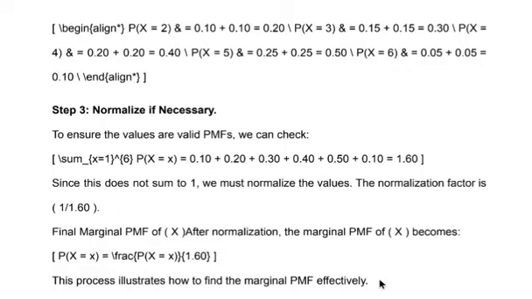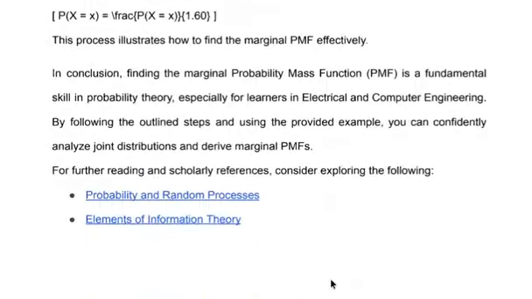In conclusion, finding the marginal probability mass function, PMF, is a fundamental skill in probability theory, especially for learners in electrical and computer engineering. By following the outlined steps and using the provided example, you can confidently analyze joint distributions and derive marginal PMFs. For further reading and scholarly references, consider exploring the following. Probability and Random Processes. Elements of Information Theory.